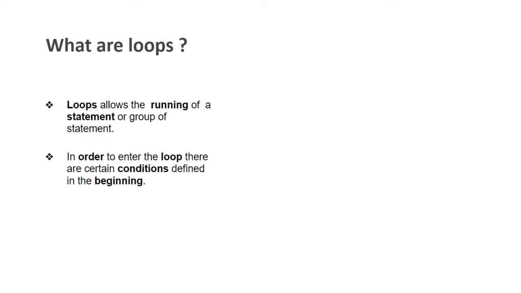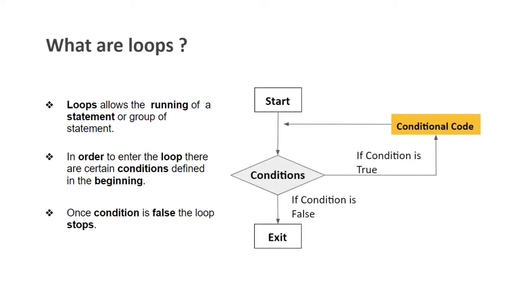Now in order to enter the loop we have some criteria or conditions for the loop at the beginning of it, and when these conditions are false, the loop stops. Here you can see a flow chart for it. First we start a loop, then we check a condition, and if it is true it runs again, and if it is false it exits from the loop. If you don't understand, don't worry, we will see some examples of loops.